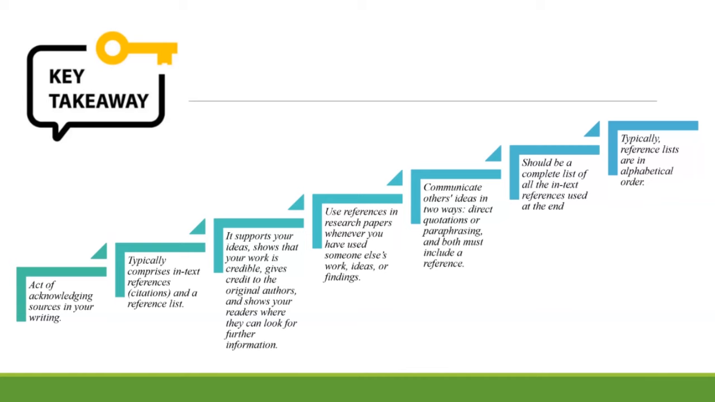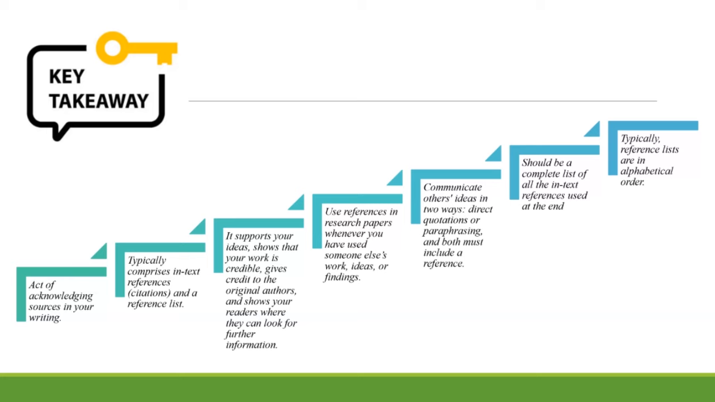The act of acknowledging sources in your writing typically comprises in-text references, citations, and a reference list. It supports your idea, shows that your work is credible, gives credit to the original authors, and shows your readers where they can look for more information. Use references in research papers whenever you use somebody else's work, ideas, or findings. Communicate others' ideas in two ways, direct quotation or paraphrasing, and both must include a reference.